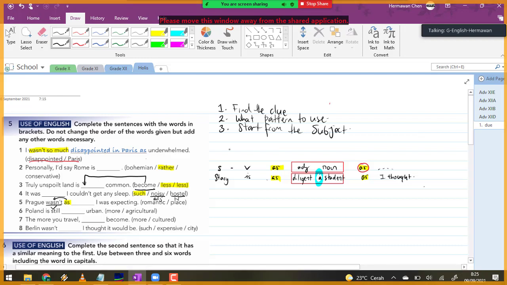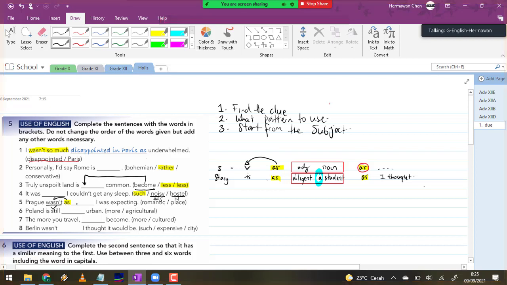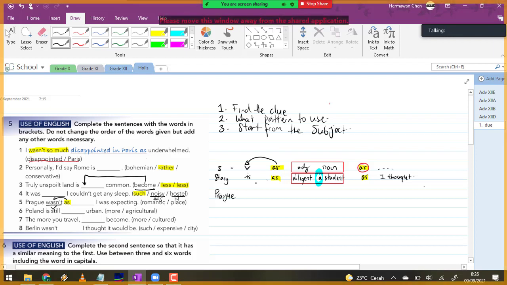Have a look. S is after the verb. It's the same like number 5, right? Okay, let's put it here. Let's start with the subject. The verb wasn't, and then S.